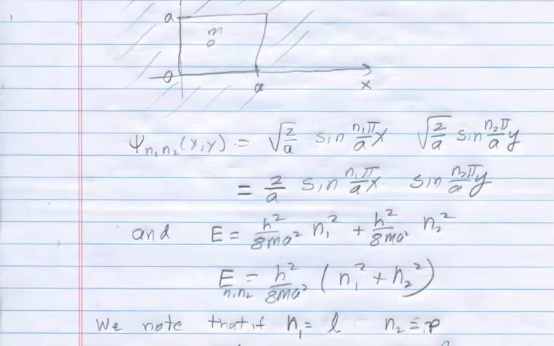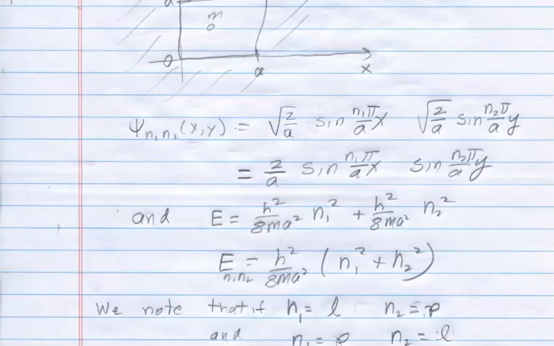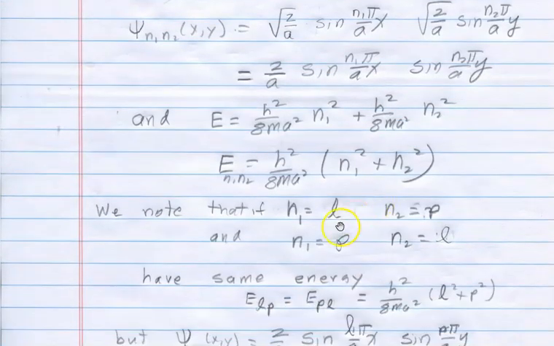And what that allows to happen is, I'll just note that if N1 is some particular value, say L, an integer, and N2 is another particular value, call it P, then I get exactly the same energy if I have those two switched, if N1 is P and N2 is L. So the energy of LP is the same as the energy of PL, it's just this value.